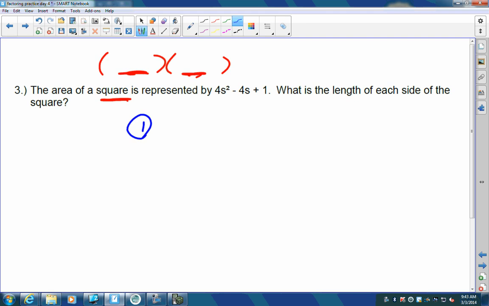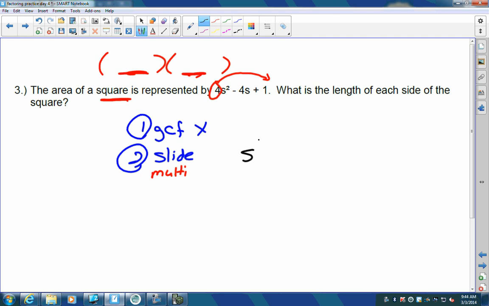So step 1 is to pull out the GCF. Is there a GCF in all of these? There's a 1. Well, 1 goes into all of them, but we don't have to pull a 1 out. That doesn't help us at all. Step 2 is to slide. Is there a number in front of the s squared? Yes, there is. So I'm going to slide. So you're going to take the 4, and by sliding it to the back, you're going to multiply the first and last number. So I'm going to get s squared minus 4s. Then I'm going to take 4 times 1, which gives me positive 4.